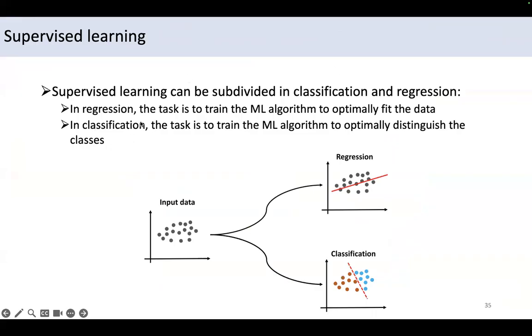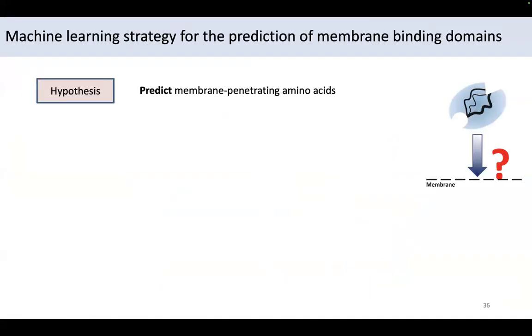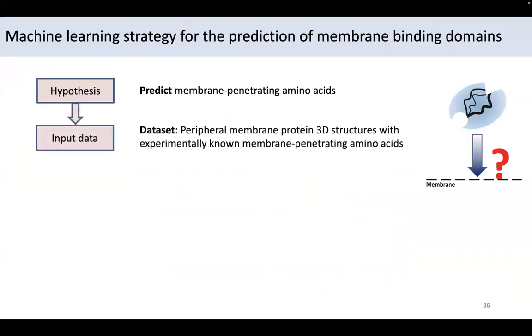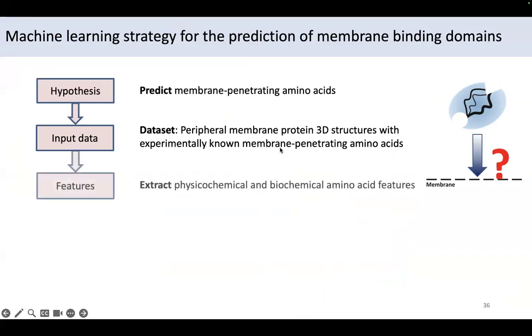So we use classification here, where the task is to train the machine learning algorithm to optimally distinguish the two classes. Will a residue contact the membrane or will it not contact the membrane? So the hypothesis is that we can predict membrane penetrating amino acids. For that, we need input data. What is the data set? It's the peripheral membrane proteins with experimentally known membrane penetrating amino acids.